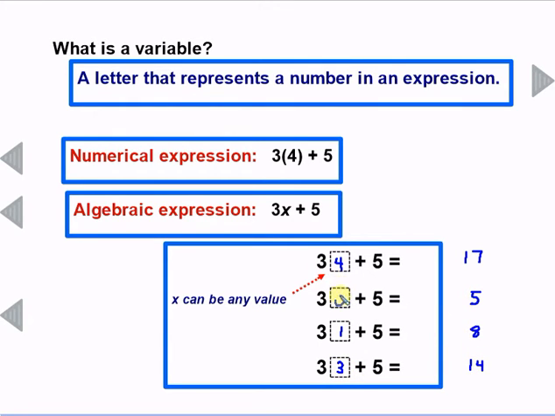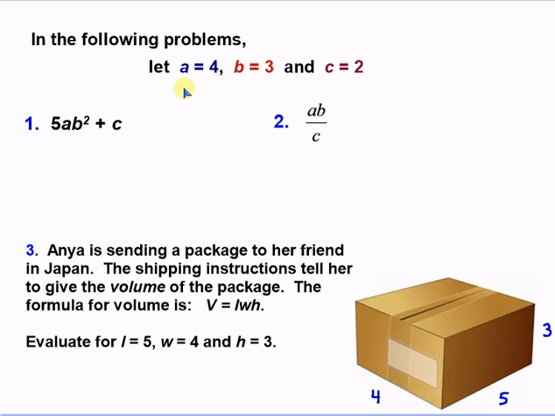Notice, this can be any value. Any value at all can go in here. We have chosen these, but it doesn't have to be. It could be any of them. Now we're going to substitute some values in for our variables. We're going to take our variables and put values in for them.